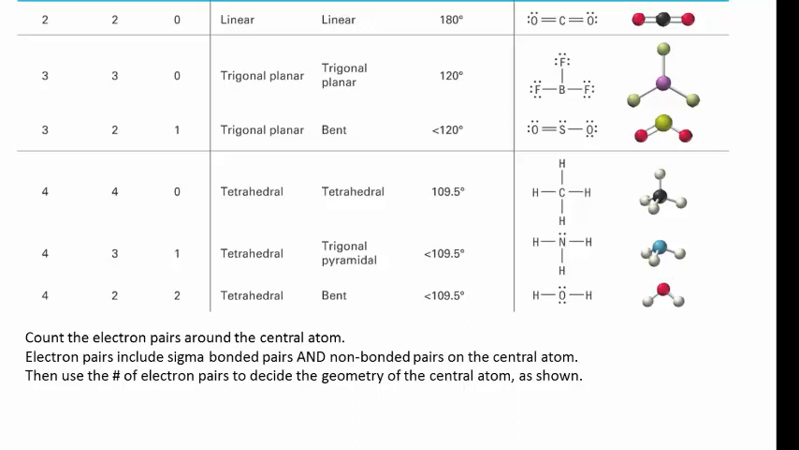Now, 2 other examples of molecules that form tetrahedral geometries are shown. One is ammonia, one is water. These molecules also have 4 electron pairs, because in these cases we're counting non-bonded pairs as well as the sigma-bonded pairs. And for these tetrahedral geometries, non-bonded pairs of electrons will fill 1 of these positions in ammonia and 2 of these positions in water.